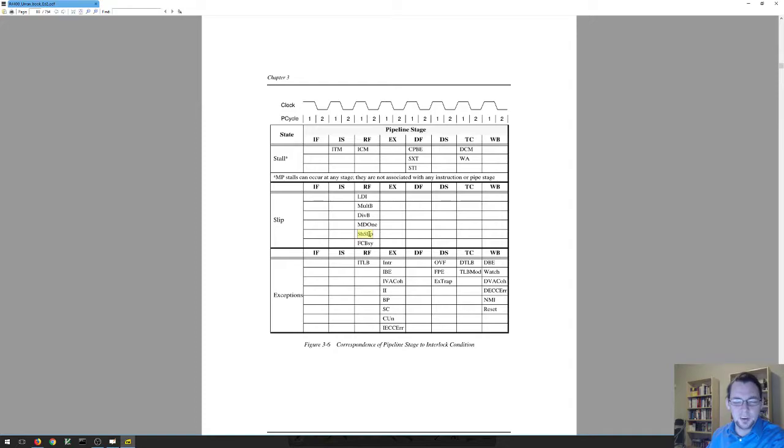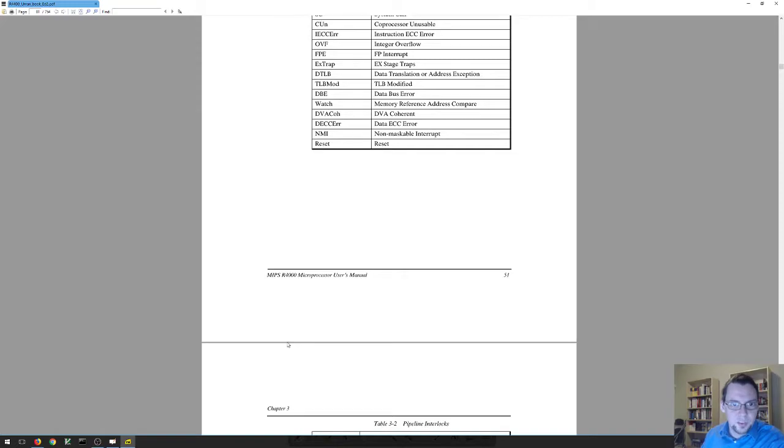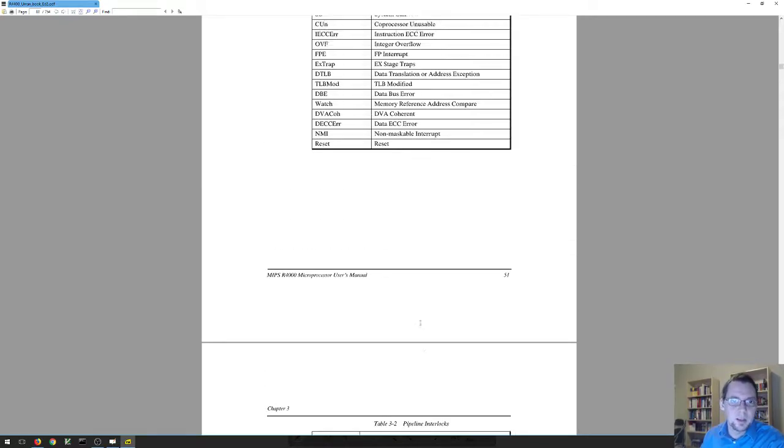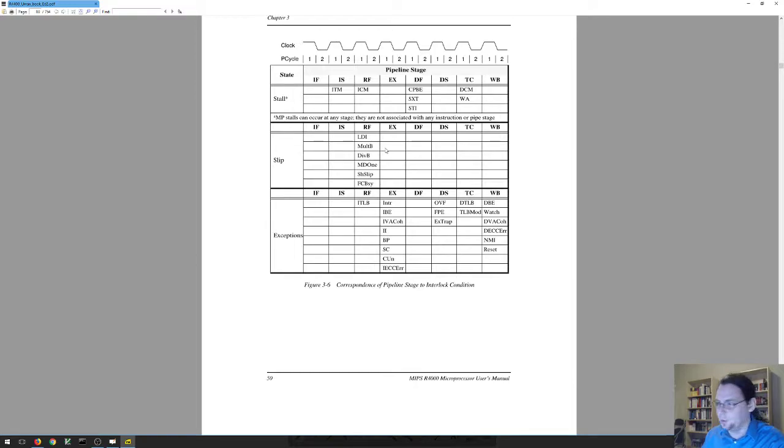Because the shifter in the R4000, if I remember correctly, is a 64-bit processor, but if you want to shift by more than 32 bits, it takes an extra clock cycle. Let me see if I remember this correctly. Variable shift or shift more than 32 bits. Yeah, that's a shift slip. So some shifts take longer than others. Some shifts take 2 cycles.